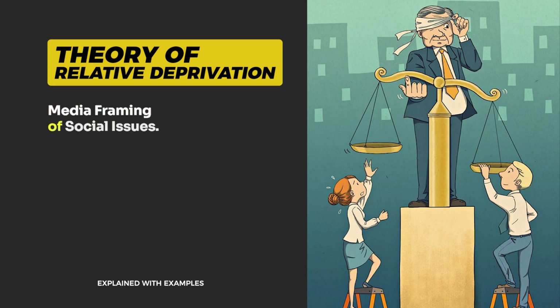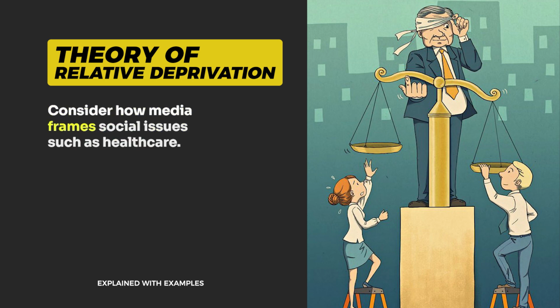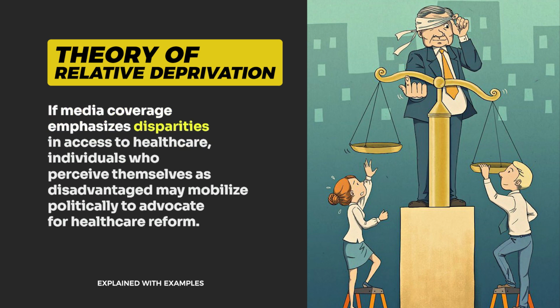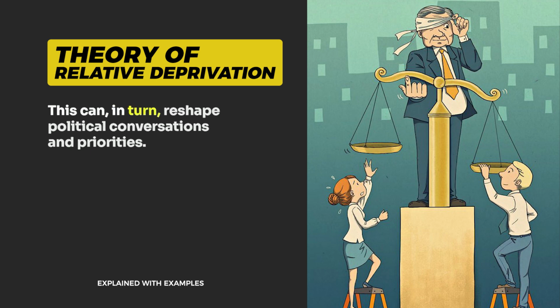Example: media framing of social issues. Consider how media frames social issues such as healthcare. If media coverage emphasizes disparities in access to healthcare, individuals who perceive themselves as disadvantaged may mobilize politically to advocate for healthcare reform. This can, in turn, reshape political conversations and priorities.